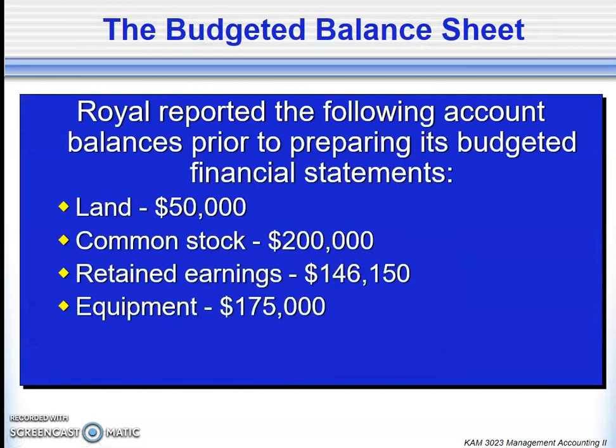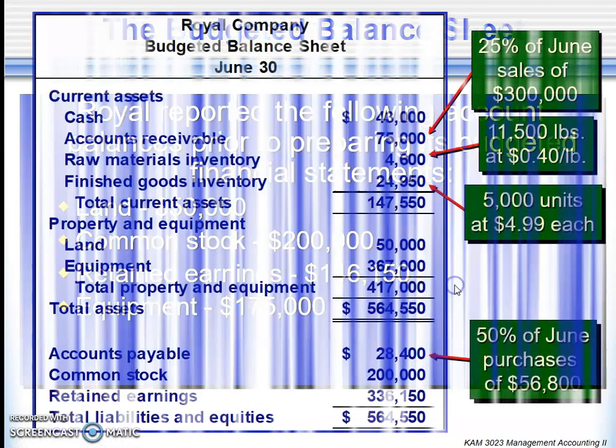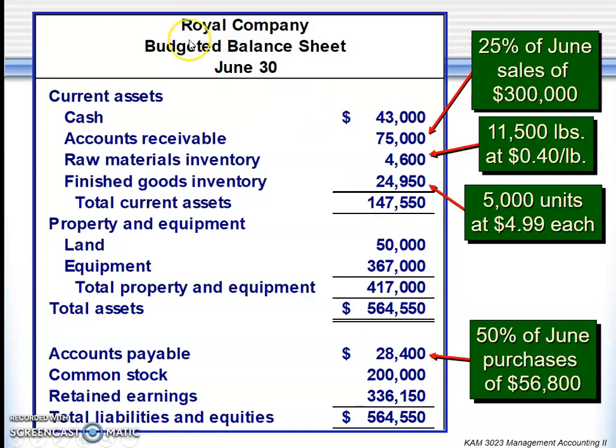So Royal reported the following account balances prior to preparing its budgeted financial statement. So this is the information: land, common stock, retained earnings, equipment. So from that, we'll produce the budgeted balance sheet of Royal Company as at 30th June. So this is what the budgeted balance sheet looks like.